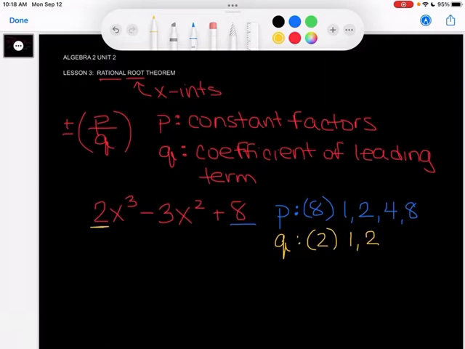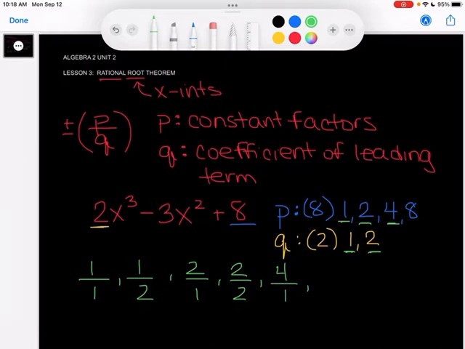Now I need to create fractions out of all the P values on top and all the Q values on the bottom. I'm going to start with the P value of 1 and do all the Q values on the bottom. So 1 over 1 and also 1 over 2. We will simplify these in a minute. Now I'm moving on to 2, so I've got 2 over 1 and 2 over 2. Then with 4, I've got 4 over 1 and 4 over 2. And then 8 over 1 and 8 over 2.